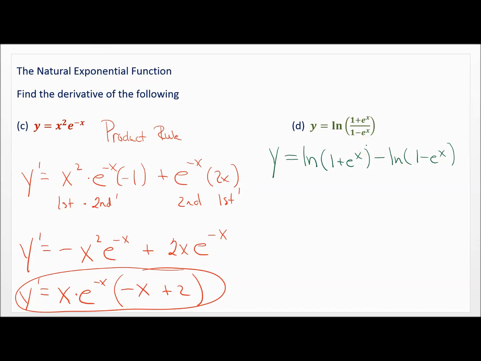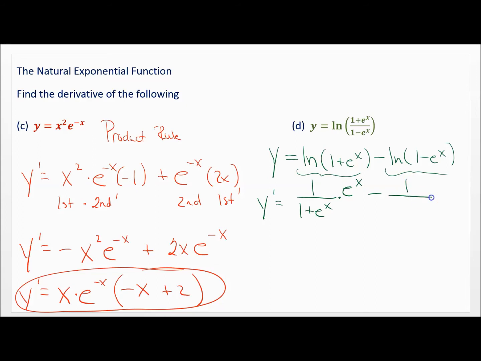Now what I'm going to do is take the derivative of each of these terms separately. So we'll take the derivative of that, separate then the derivative of that, and then subtract. So I have y prime equals, now again, to remind you, the derivative of natural log is 1 over the inside times the derivative of the inside. So the derivative of 1 is 0, and the derivative of e to the x we know is e to the x. So the derivative of this first term is completed.